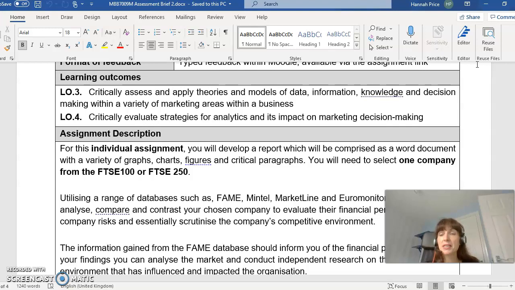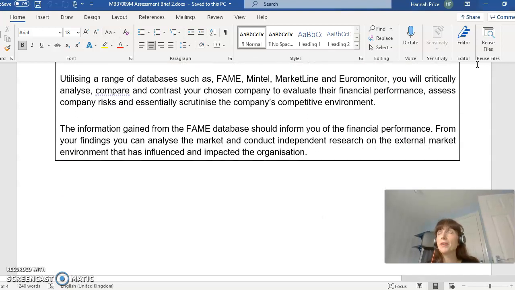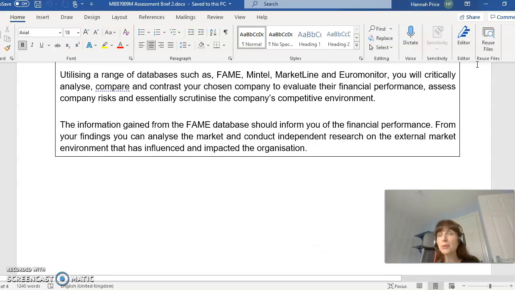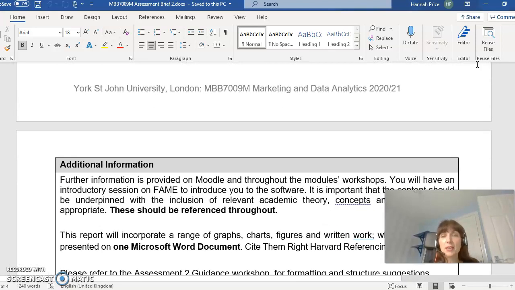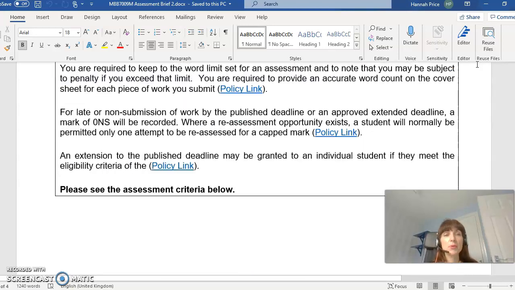The FAME database is Financial Analysis Made Easy, that's what it stands for. It will help you understand the marketplace. There is peer analysis on that as well, because another part of this assignment is where we're asking you to compare the organisation against their competitors or their peers. So we need to pick a good organisation, one that's in the FTSE 250 or FTSE 100, and we need to be using the databases in order to answer the assignment question.